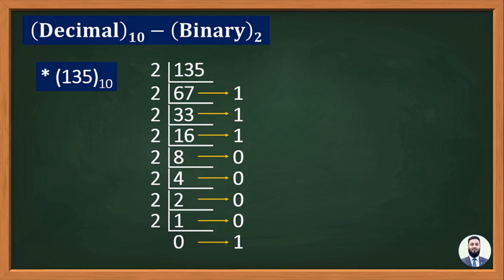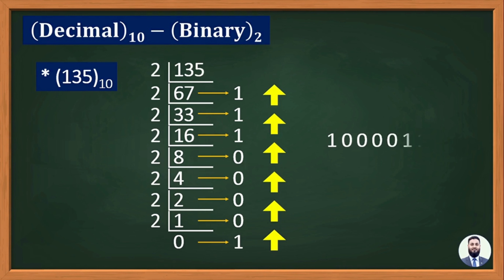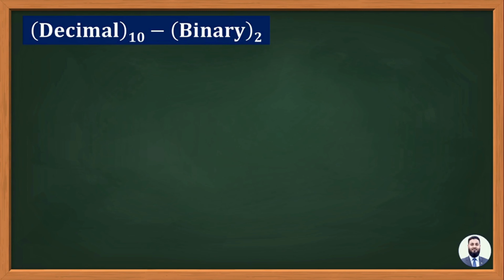Quotient 0. Remainder 1. Now, read the remainders from bottom to top: 10000111. So, the binary equivalent of the decimal number 135 is equal to 10000111. Let's do another one.